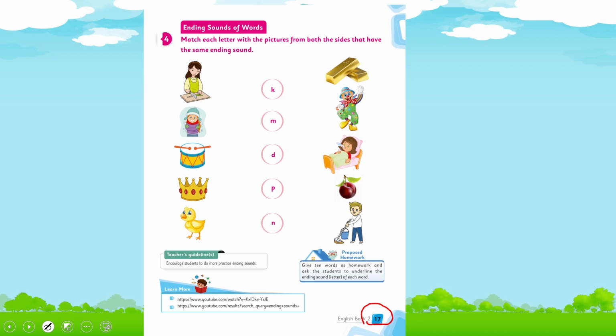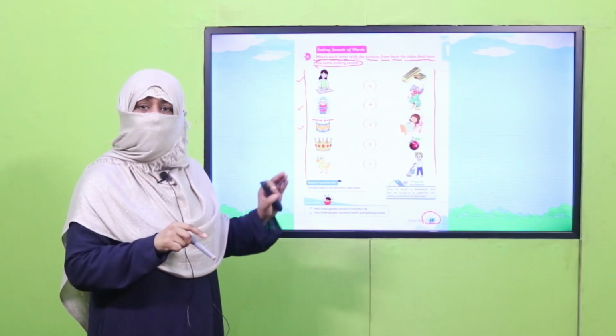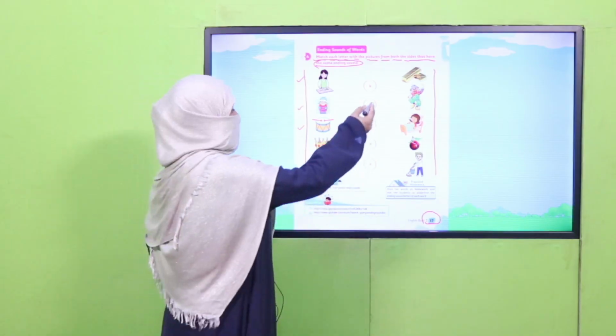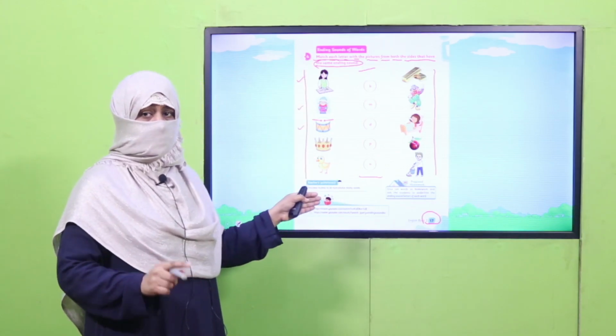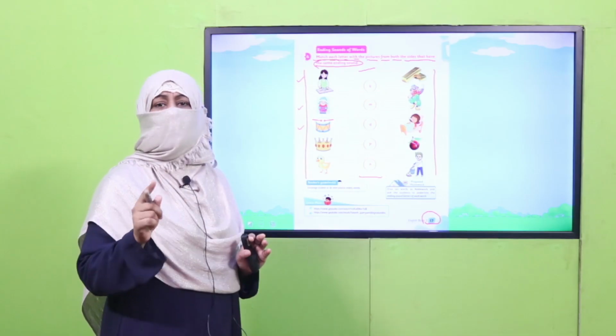Now there are two lists of pictures, right? What you are supposed to do? Match each letter with the pictures from both the sides that have the same ending sound. Say the word for every picture. Focus on the final sound for every word and match the same ending sound from this list, and then match them with the sound which is given in the center. Are you clear how to do it? Say the word from both lists and match them with the ending sound. So be careful, practice it very nicely. If you have any confusion, raise your hand, talk to your teacher.